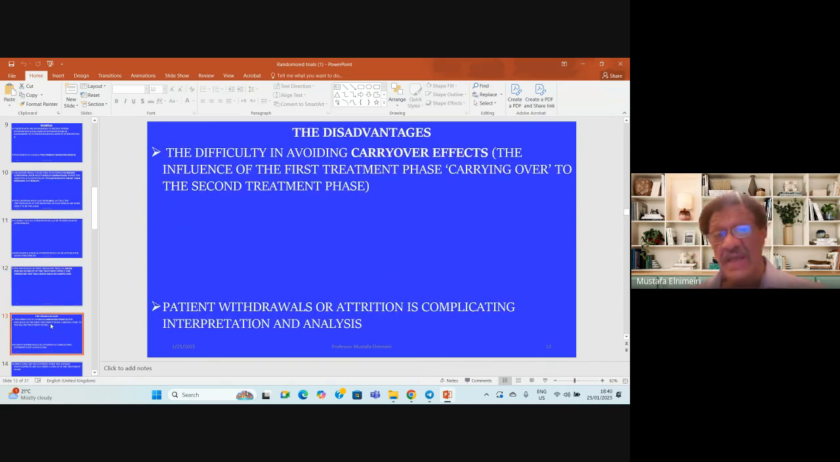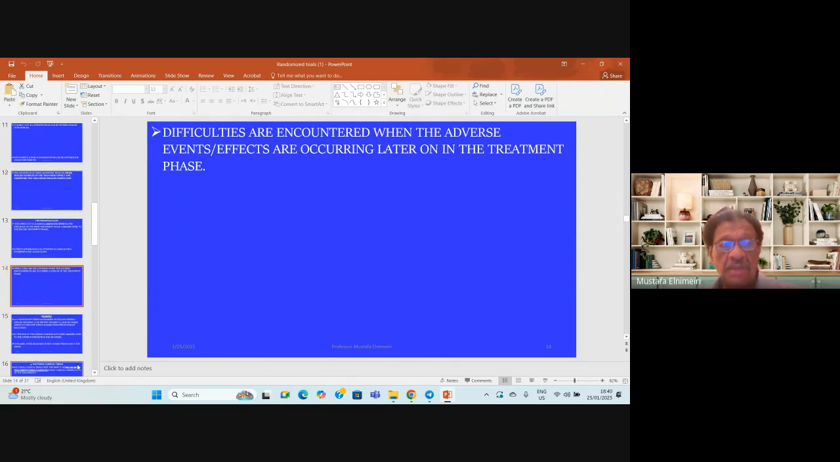The disadvantage is that usually there is difficulty in avoiding any sort of carryover effects, where residual effects of a drug during the first phase of the treatment can be carried over to the second phase of treatment, and this can impair the results. And usually, the crossover trial can be subjected to patient withdrawals, or what is known as attrition, and this will complicate the interpretation and the analysis at the end of the study.